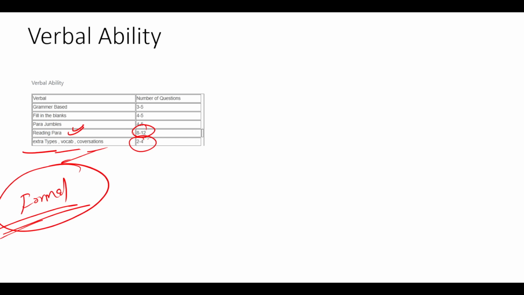Then there is verbal ability. In verbal ability, there were 8 to 12 questions from reading paragraphs. Then extra types, vocab and conversation based, 2 to 4. One conversation is written, and you need to convert that conversation into formal language. So this kind of question was there.